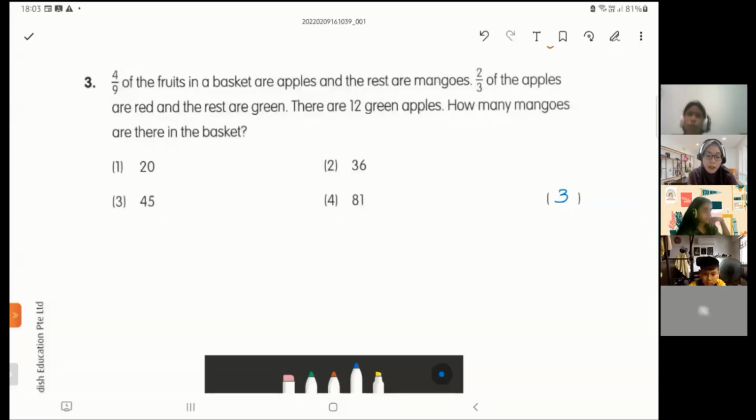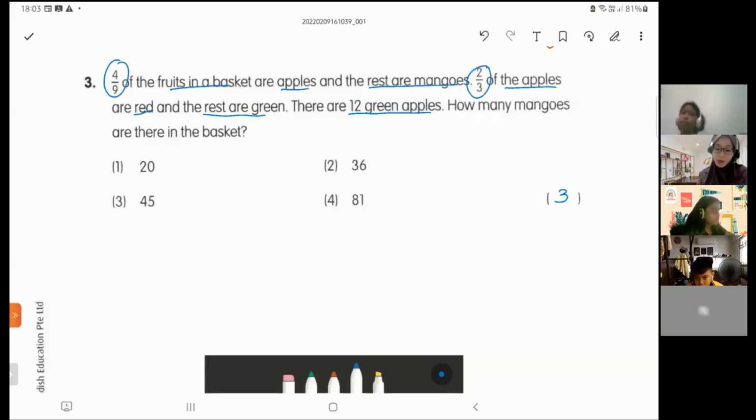So we have here 4 over 9 of the fruits in the basket are apples and the rest are mangoes. 2 over 3 of the apples are red and the rest are green. There are 12 green apples. How many mangoes are there in the basket?